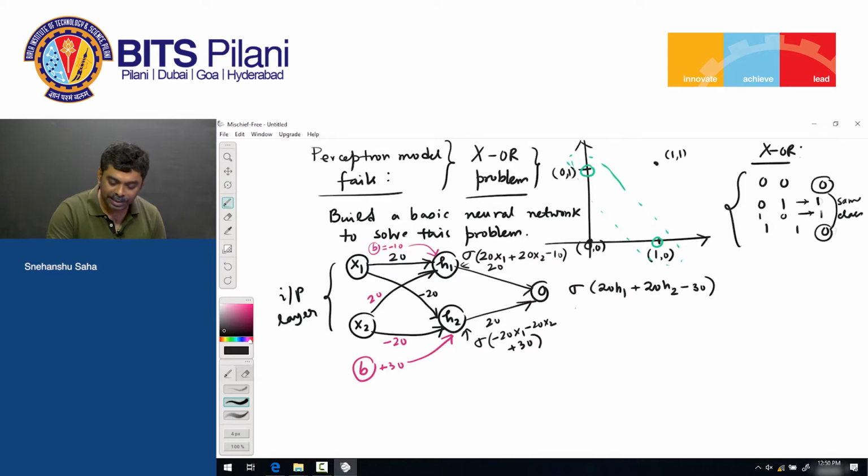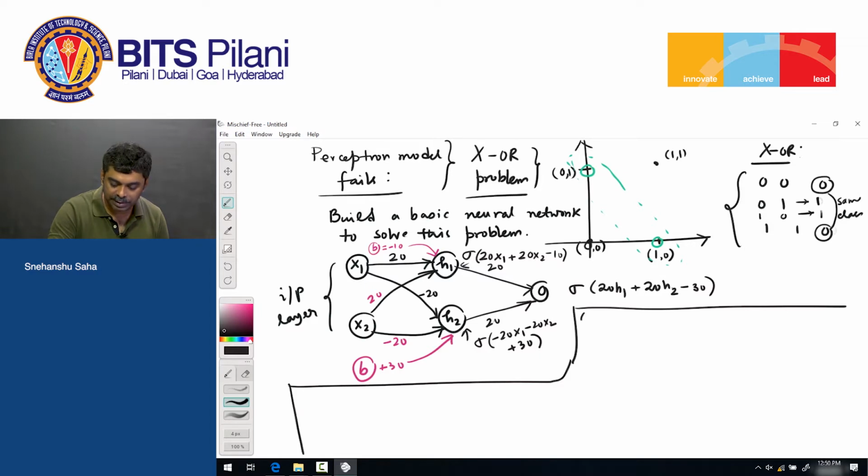All right, so let's just take 0, 0 as the input. What is happening from the input layer to H1? So you have O of H1. What is O of H1? O of H1 is nothing but 20 times x1, so this is 20 times 0, plus 20 times x2, isn't it?